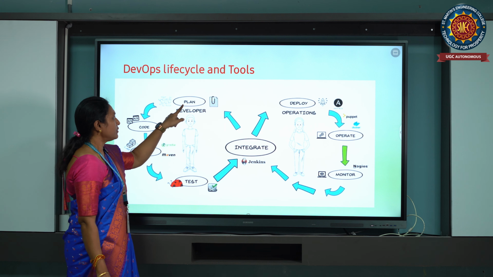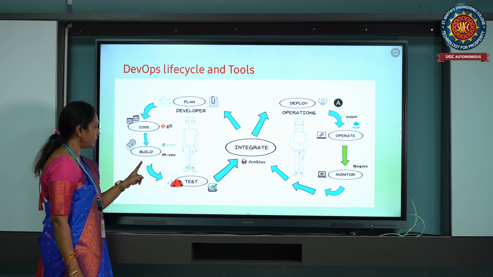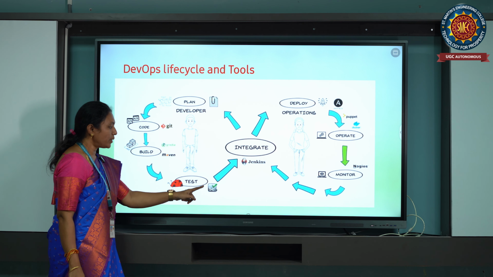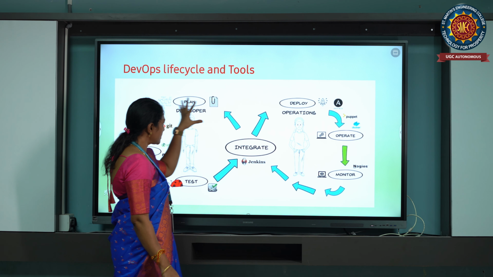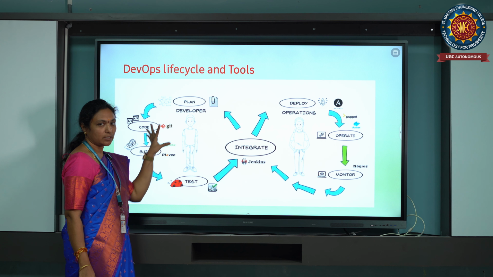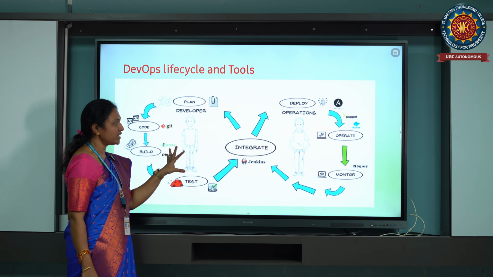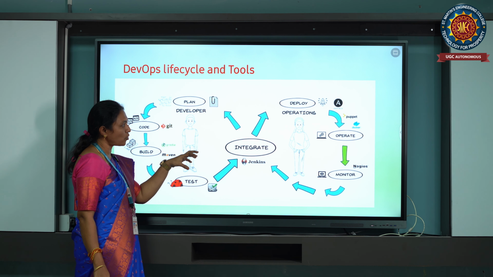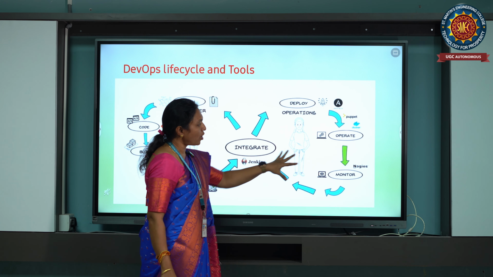Here you see, first they are planning the requirements, then they are coding, then building the code by using some tools, and testing by using the tool called Selenium. After that, this is called the development process. So this development process is completed in one phase, and after that, if we want to give this product to the next phase, this is called the operations phase.